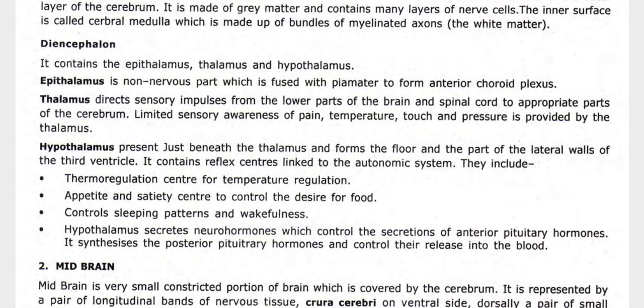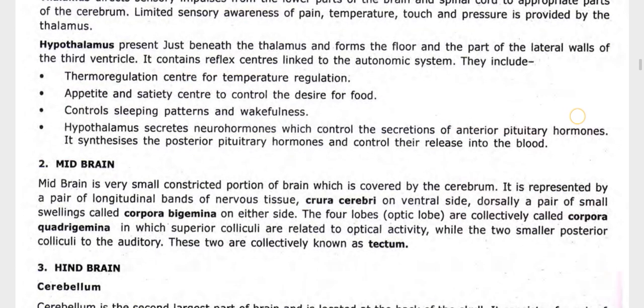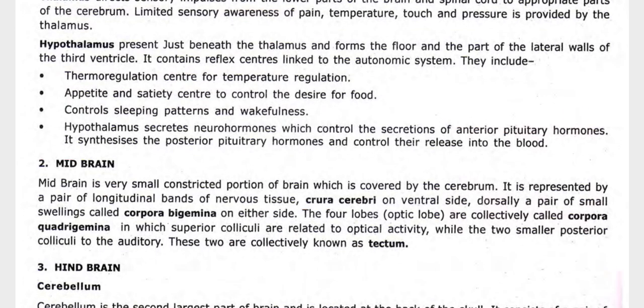And the hypothalamus is present just beneath the thalamus and forms the floor and part of the lateral walls of the third ventricle. It contains reflex centers linked to the autonomic system. They include the thermoregulation centers for temperature regulation, the appetite and satiety center to control the desire for food, and it also controls sleeping patterns and wakefulness. Along with that, the hypothalamus secretes neurohormones which control the secretions of anterior pituitary hormones. It synthesizes the posterior pituitary hormones and controls their release into the blood.